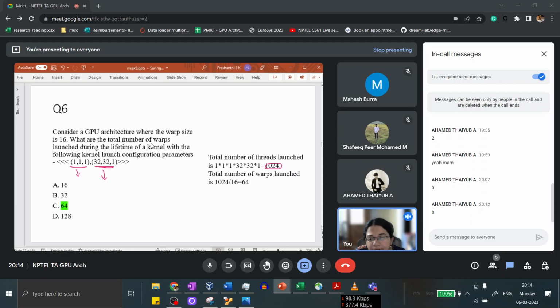Now the question is not asking the number of threads, it is asking the number of warps. Typically, if your warp size is 32, you would do 1024 divided by 32 and you would get the answer as 32. Here we are told that the warp size is 16, therefore we divide by 16. And we get the number of warps as 64, which is option C.